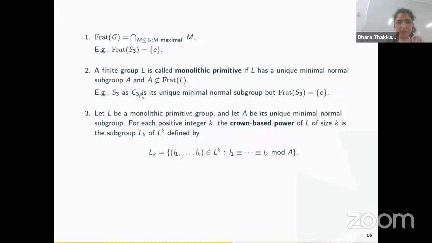So we have a monolithic group L, and we define its crown-based power L_k. For example, if we take a simple group S, then by definition S is itself minimal. It cannot have any minimal normal subgroup other than S. So this A is S itself, and in that case, L_k is S^k.